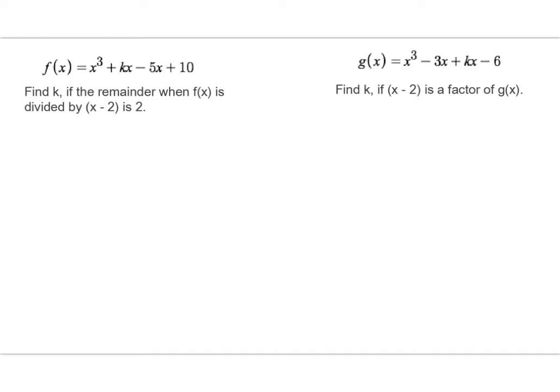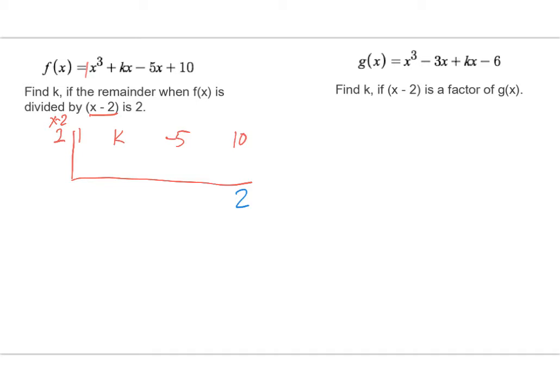Looking at the second type of problem that we have here, this time we're given some information and we have to figure out what k has to be to make this work. Same thing. We set up our synthetic division. Here we've got 1 and then k and then minus 5 and then 10 for our polynomial. And we're told that when we're dividing by x minus 2, that gives us a plus 2 on the outside. The remainder is 2, so our last number has to be 2.